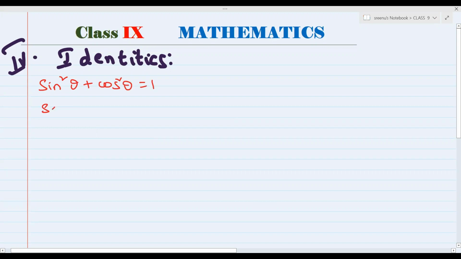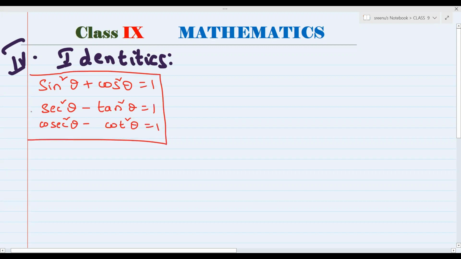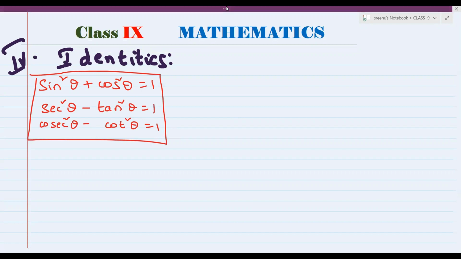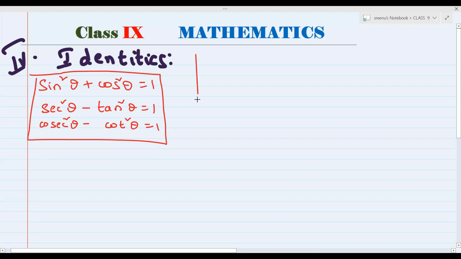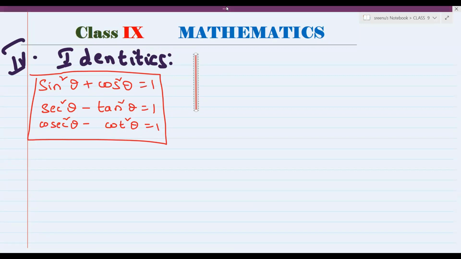Next, secant square theta minus tan square theta is equal to 1. Next, cosecant square theta minus cot square theta is equal to 1. These three results. But how do we get them? Briefly, I will explain. This also depends upon the right angle triangle concept. Let's take a right angle triangle.